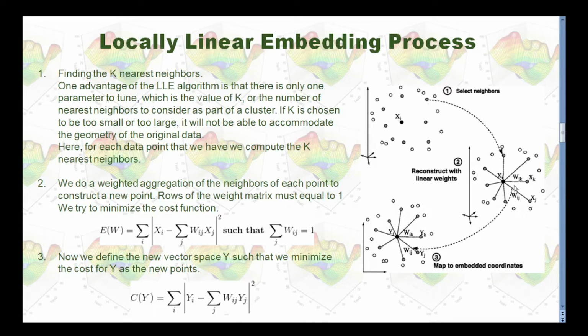Here, you pick a k number for your model, and then we do a weighted aggregation of the neighbors of each point to construct a new point. For example, for this point, we pick up its neighbors and put a weight here. The weight is W here, and then we reconstruct this data point. And the rows of the weight matrix must equal 1. That is the restriction.